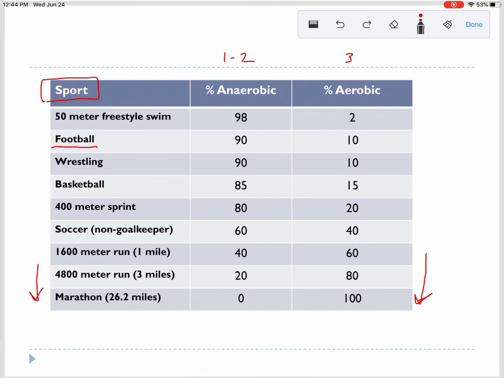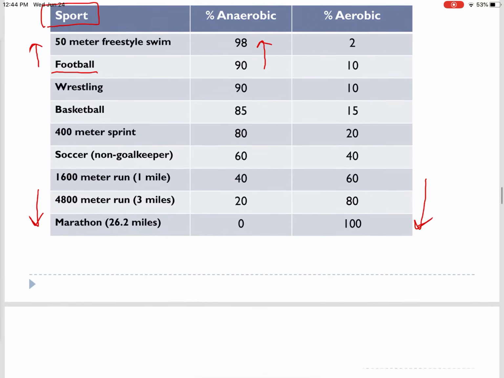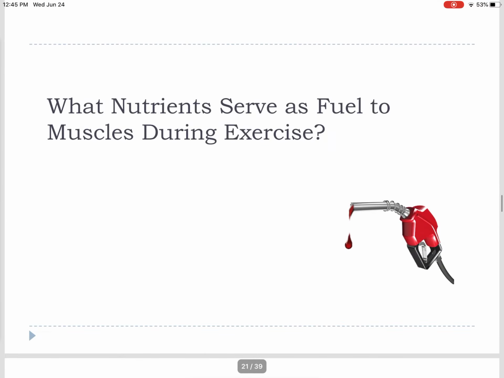The shorter the event, how long does a football play on average? You guys can tell me. 6 seconds maybe? The shorter the sport and the higher in intensity, we're going to be relying more on anaerobic because it gives us quick energy. We don't have time to wait around to get to that oxygen. You don't have to know these numbers. It's just some examples for you.